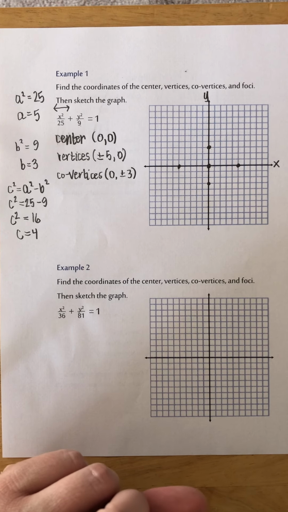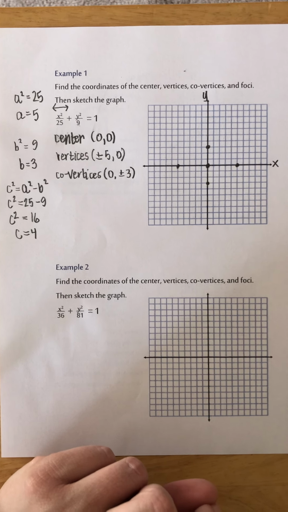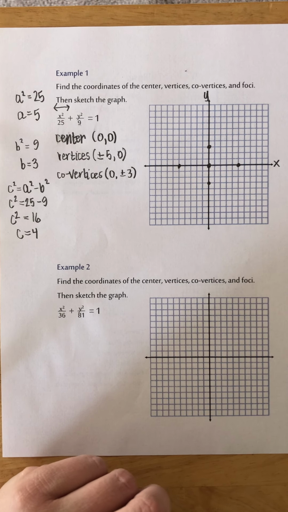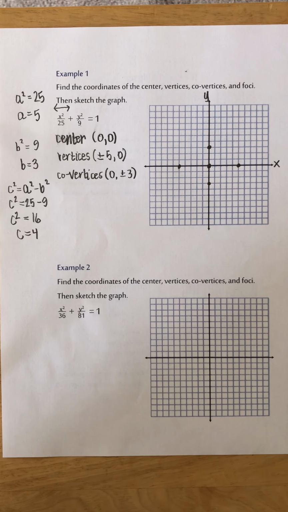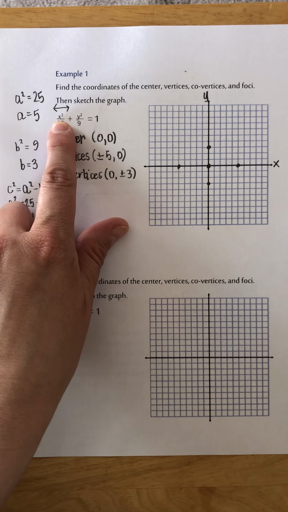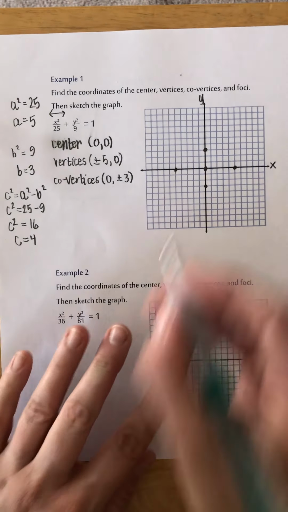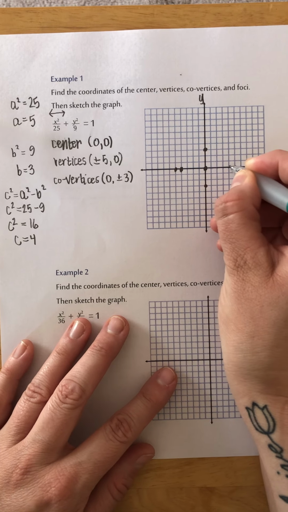Remember we said that c represents the distance between the center and the foci, and not only that, but it's going to go along the same axis as your vertices. Our vertices came from the x. We went left and right 5. So I'm going to do the same thing for the foci. I'm going to go left and right 4.